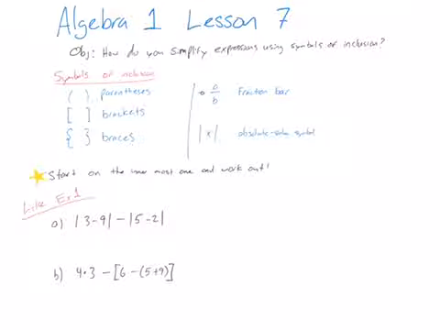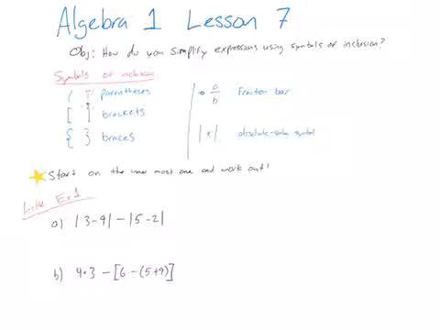This is Lesson 7. Our objective for today is how do you simplify expressions using symbols of inclusion. Now, if symbols of inclusion seems like a new, strange term to you, don't freak out, because parentheses are actually a symbol of inclusion. You're used to seeing parentheses as we've been solving. This is just more sets of parentheses that help you distinguish between them. So don't freak out, just learn something new.